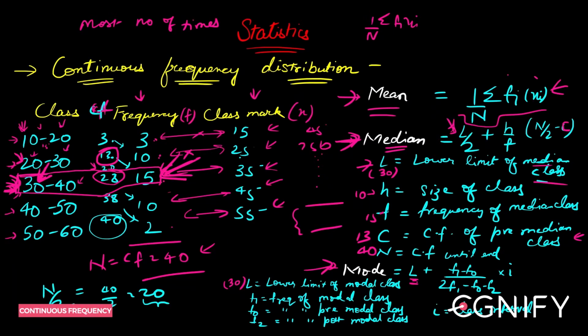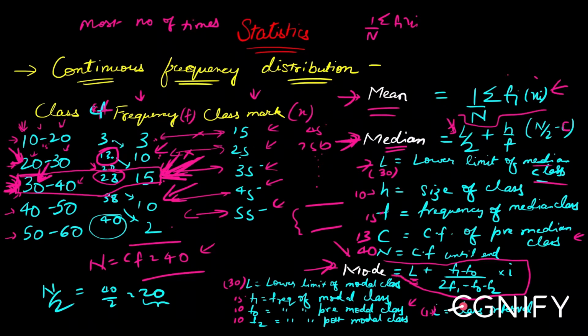What is F1? Frequency of the modal class, which is 15, right? Now F0 is the frequency of pre-modal class. Pre-modal class means the one which is before your modal class. That's the frequency there is 10. So this is 10, right? And F2 is the frequency of the post-modal class. This is your modal class. The post-modal class is this, right? So the frequency of this is 10 again, right? And I is the class interval, which is basically the interval or length of the class, which is 10 here in this case, right? So once you plug in these values in this particular formula, you will get the answer for the mode of the data.